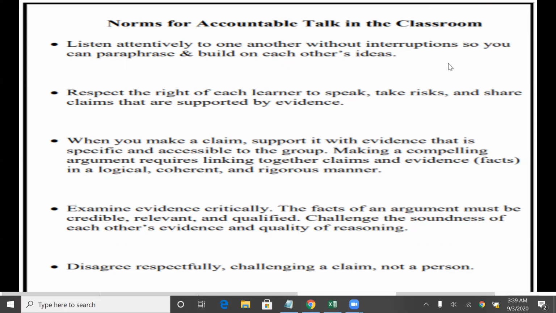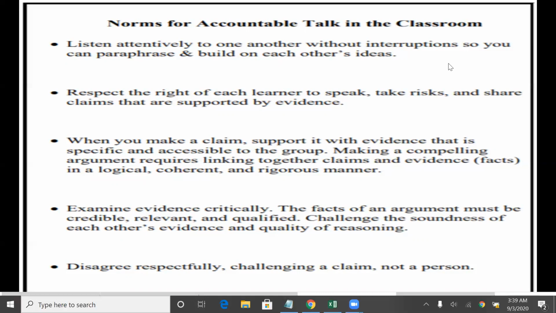So the first norm is to listen attentively to one another without interruptions so you can paraphrase and build on each other's ideas. Here's the thing. If you don't listen appropriately, if you don't give the person the opportunity to have uninterrupted statements, then you could potentially miss their concept, miss their idea, and miss the opportunity to fully understand what they state. So you could end up incorrectly paraphrasing or unsuccessfully building on the other person's ideas.